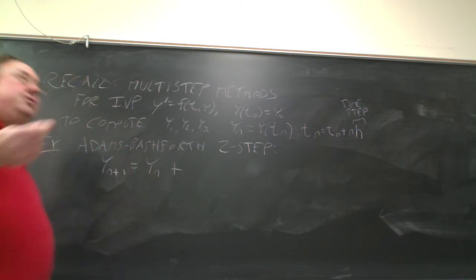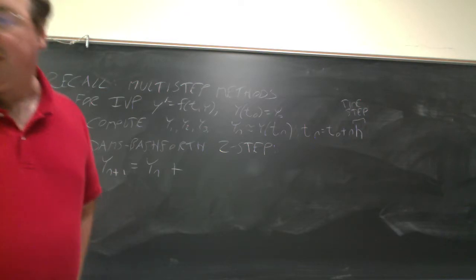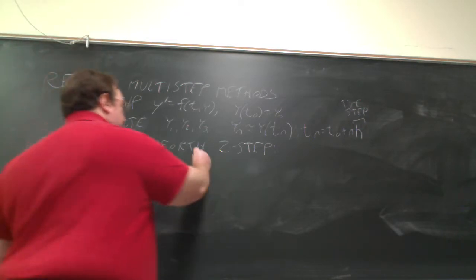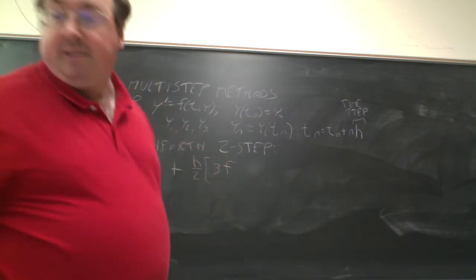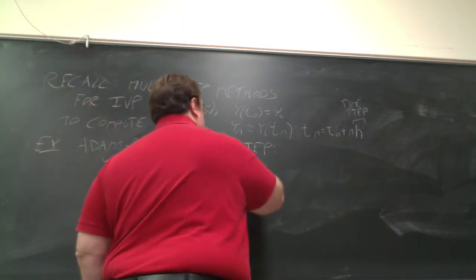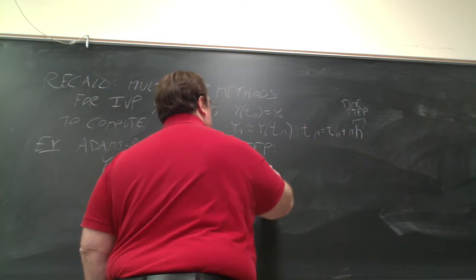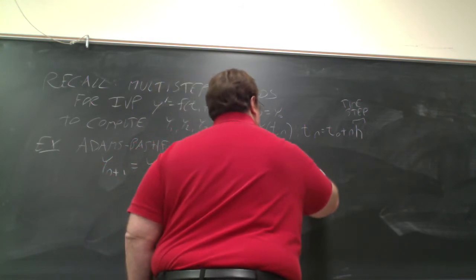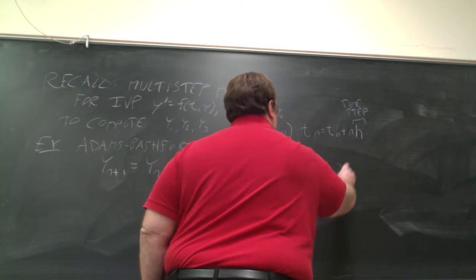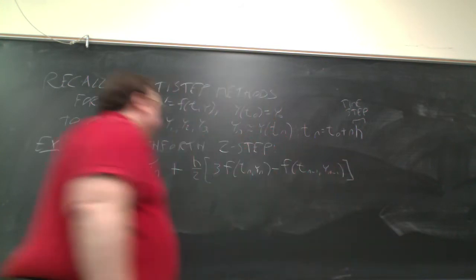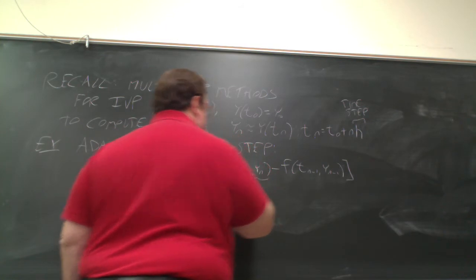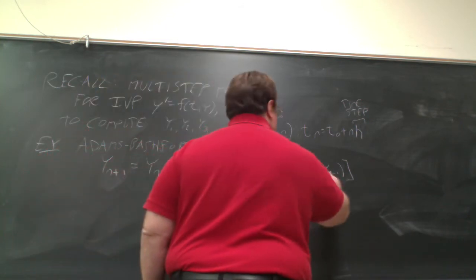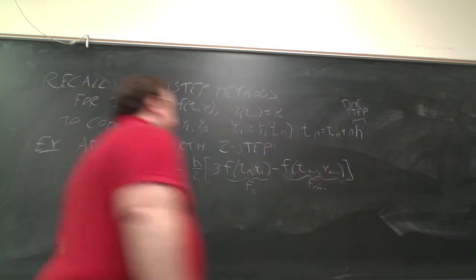So I showed you the three-step method last time and showing you what the coefficients are. So I'll just go ahead and write them down in this case. So h over 2, 3 f of tn yn minus f of tn minus 1 yn minus 1. Now, going forward, I've used this notation before. I'll abbreviate this as fn, and this is fn minus 1.